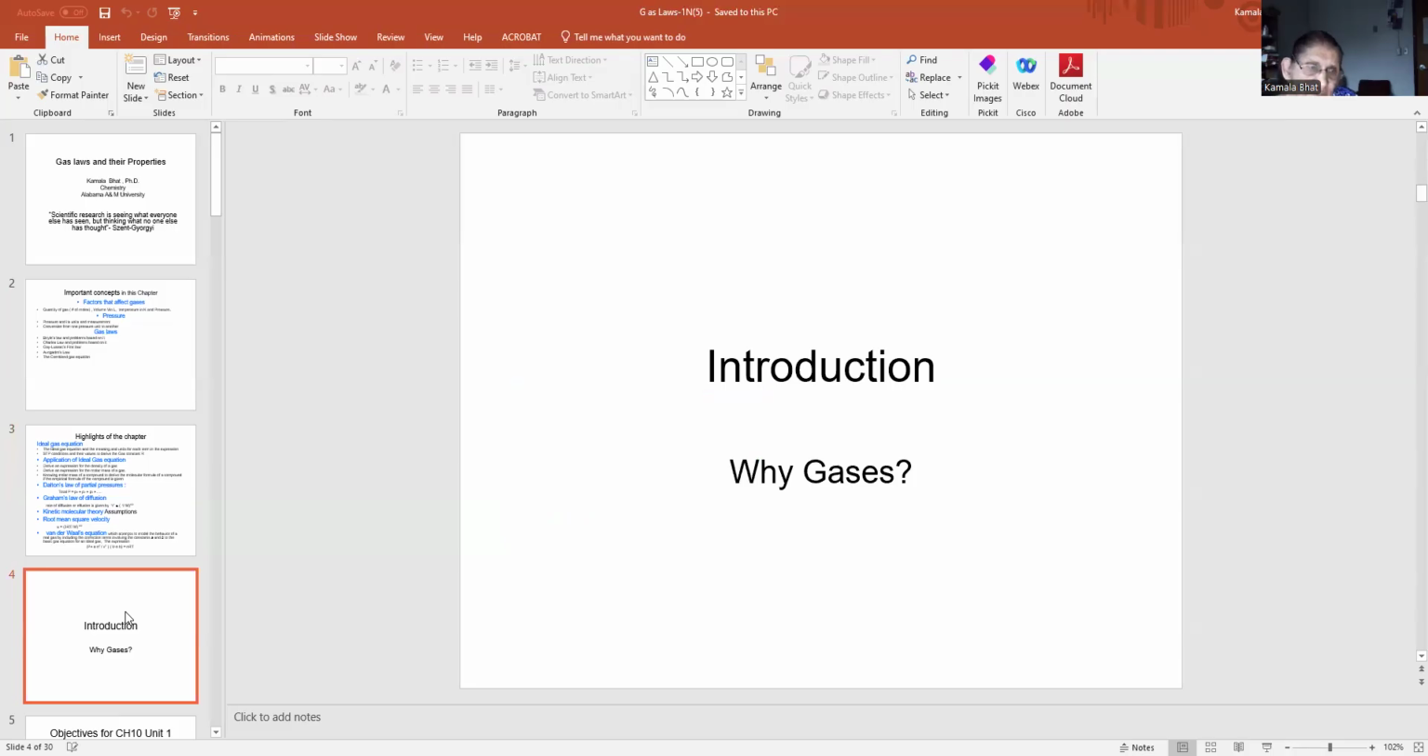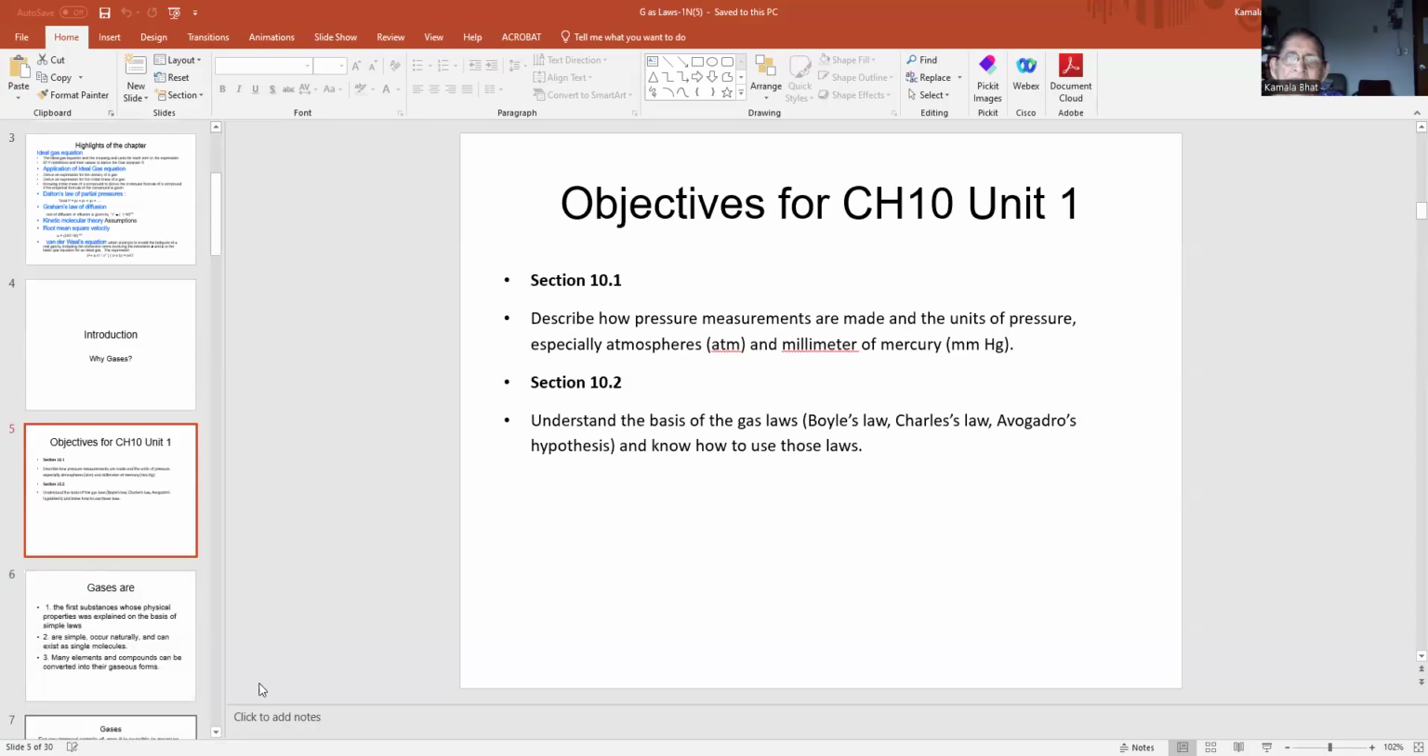Why study gases? This is the most important thing. We know that there are 3 states of matter, so why do we still start with the gases? The reason for that we're going to explain. Before we go there, here are the objectives for chapter 10, unit 1.